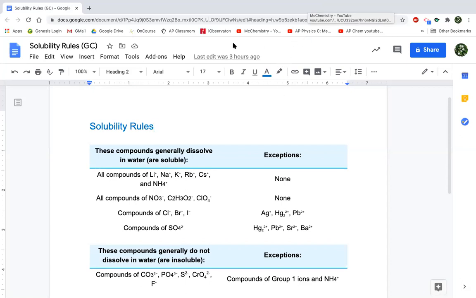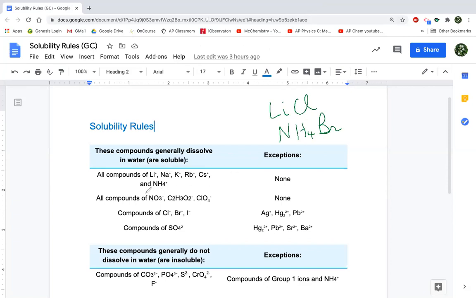So for example, if we have lithium chloride, then we would expect that this would dissolve in water because it has a lithium ion. If we had NH4Br, ammonium bromide, again, it's got ammonium, so we would expect that ammonium bromide would dissolve in water.